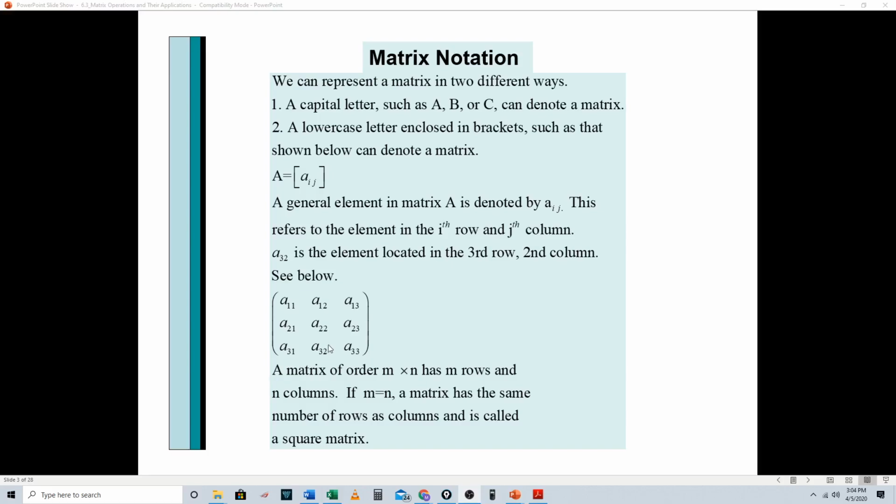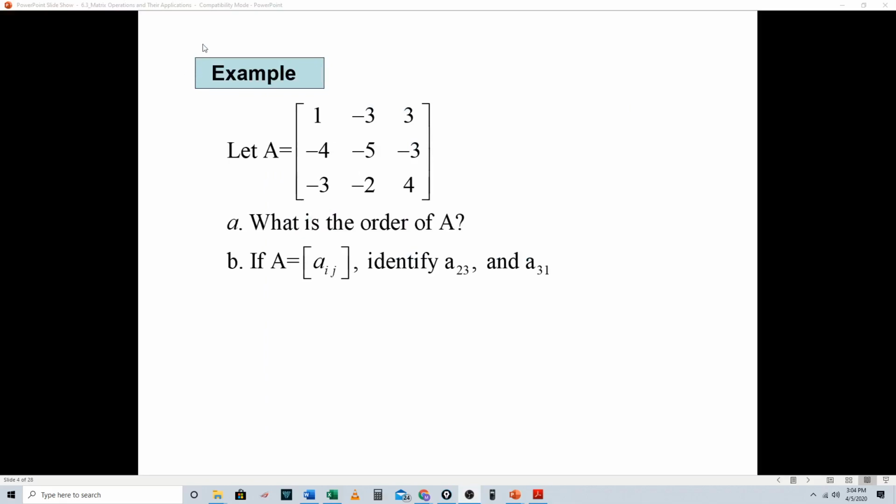We can also represent a matrix by the number of rows and columns it has. For example, this is a 3 by 3 matrix. It's also called a square matrix because it has the same number of rows and columns. So, for example, what is the order of the matrix? The order of the matrix is a 3 by 3, because it has 3 rows and 3 columns.